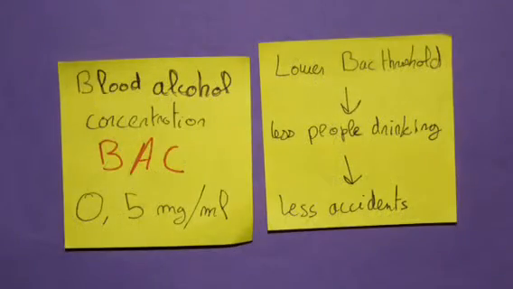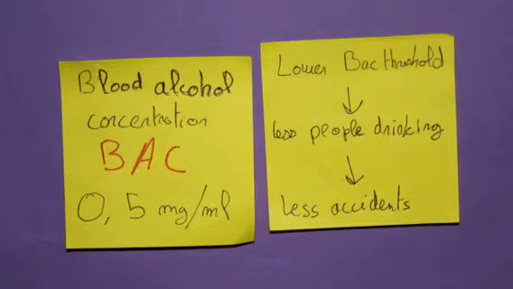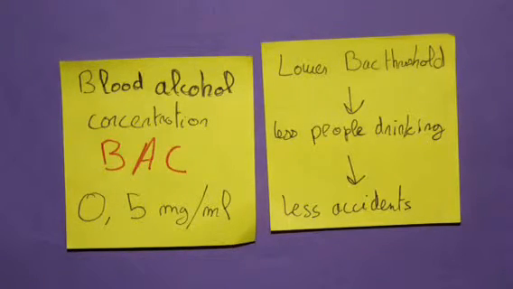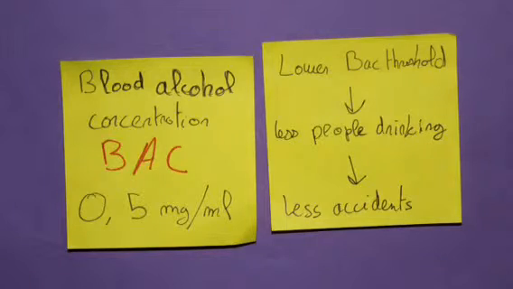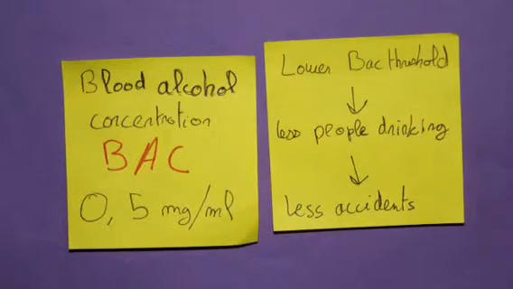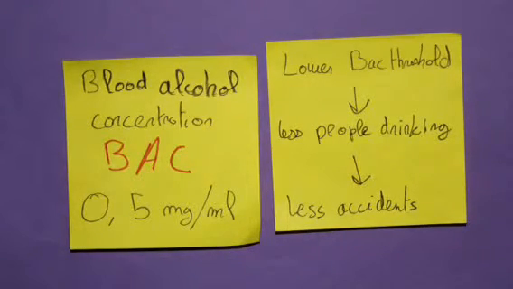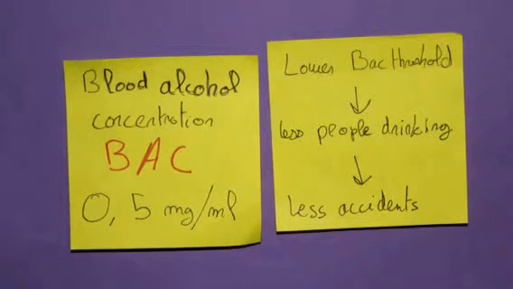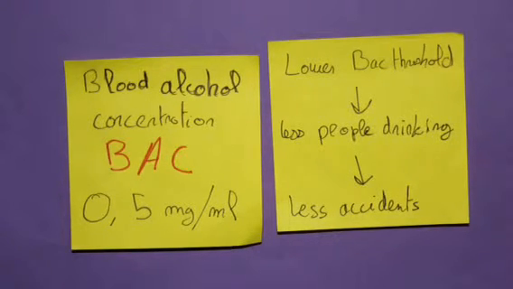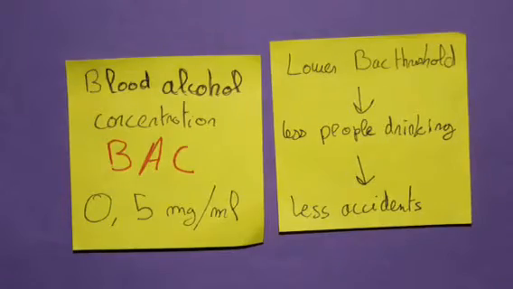The main legislation concerning drink driving is the regulation of the blood alcohol concentration, called the BAC. In most countries, the maximum rate you can have whilst driving is 0.5 milligrams per milliliter in your blood. As you lower the BAC threshold, people are less likely to drink and drive, and therefore less accidents are going to happen. This could also reduce the amount of alcohol being consumed at bars and clubs.